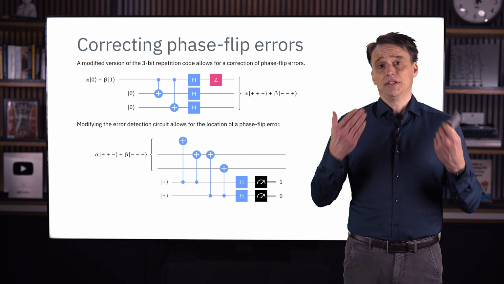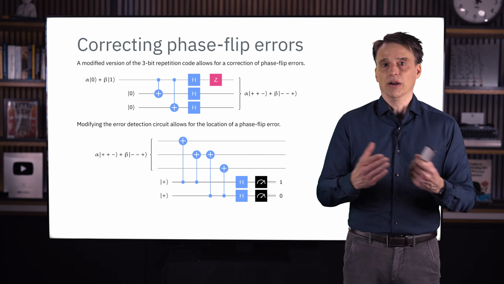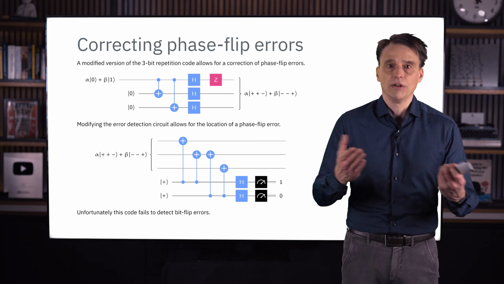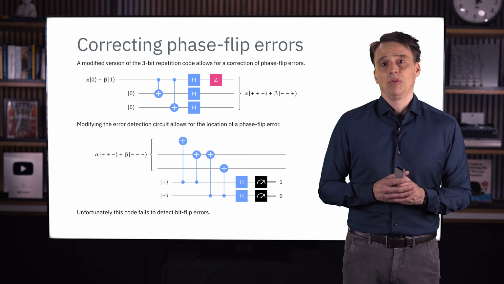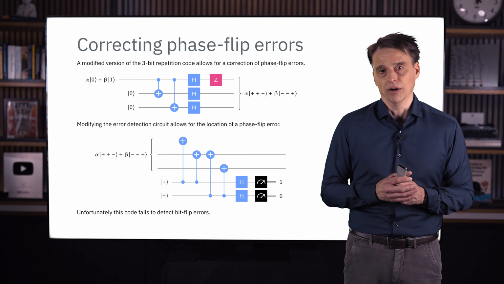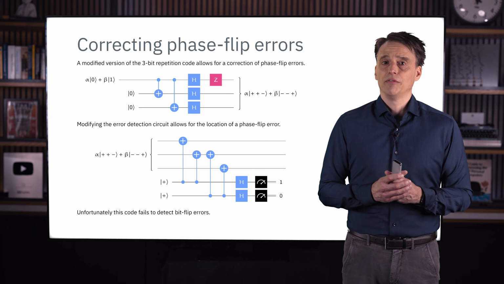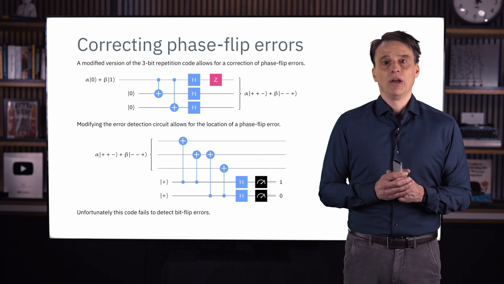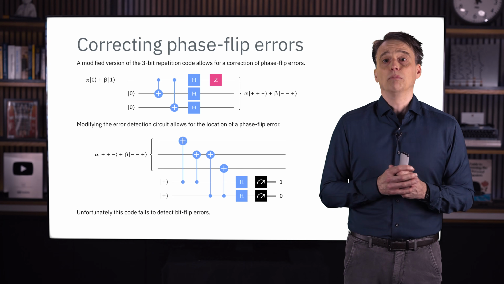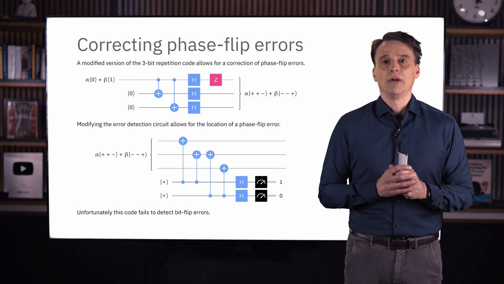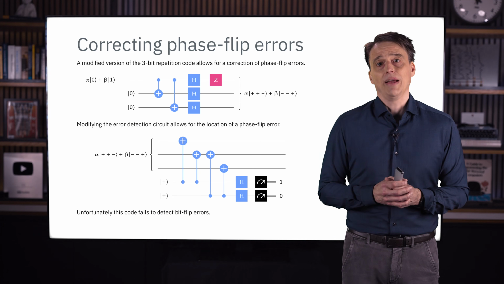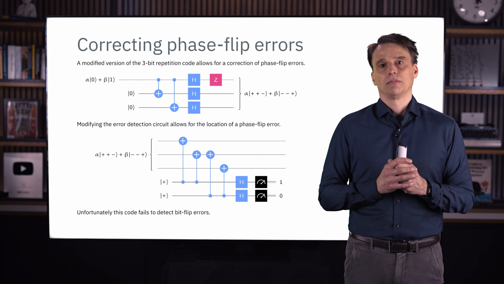So we can in fact detect and correct up to 1 phase flip error using this code, but unfortunately, as you may have guessed, we can now no longer correct bit flip errors. All is not lost, however, because we can in fact combine these 2 codes together to obtain a code that can correct both bit flip and phase flip errors, and in fact it will be able to correct for any error on a single qubit.